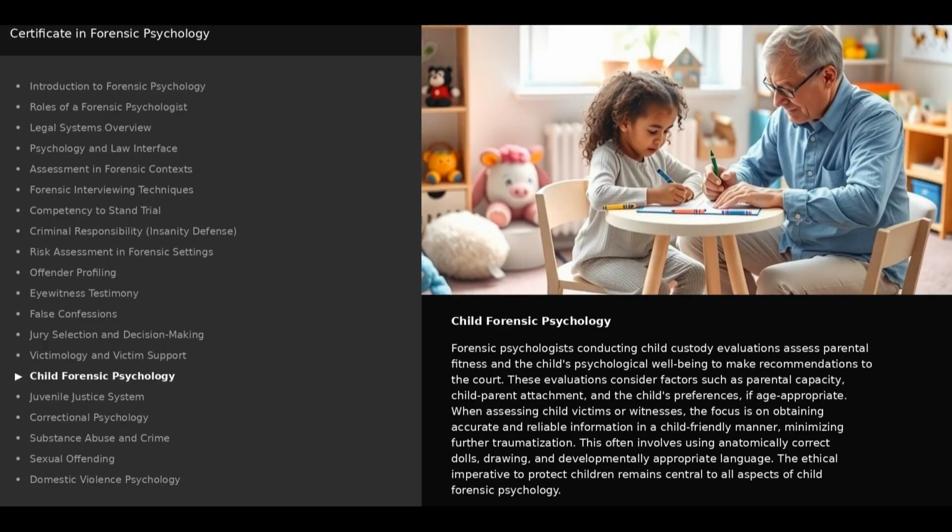Forensic psychologists conducting child custody evaluations assess parental fitness and the child's psychological well-being to make recommendations to the court. These evaluations consider factors such as parental capacity, child-parent attachment, and the child's preferences, if age-appropriate. When assessing child victims or witnesses, the focus is on obtaining accurate and reliable information in a child-friendly manner, minimizing further traumatization. This often involves using anatomically correct dolls, drawing, and developmentally appropriate language. The ethical imperative to protect children remains central to all aspects of child forensic psychology.